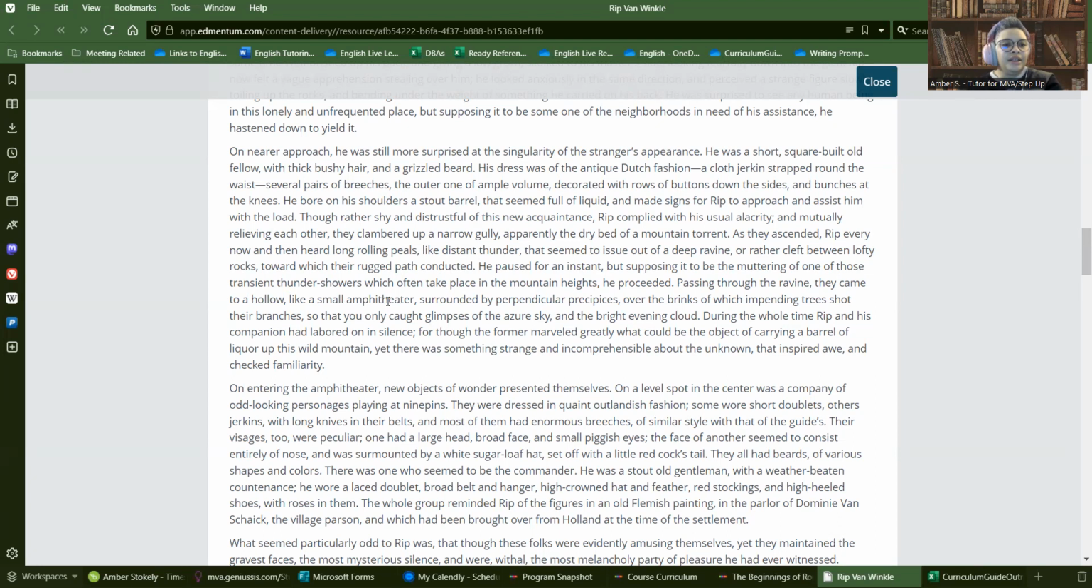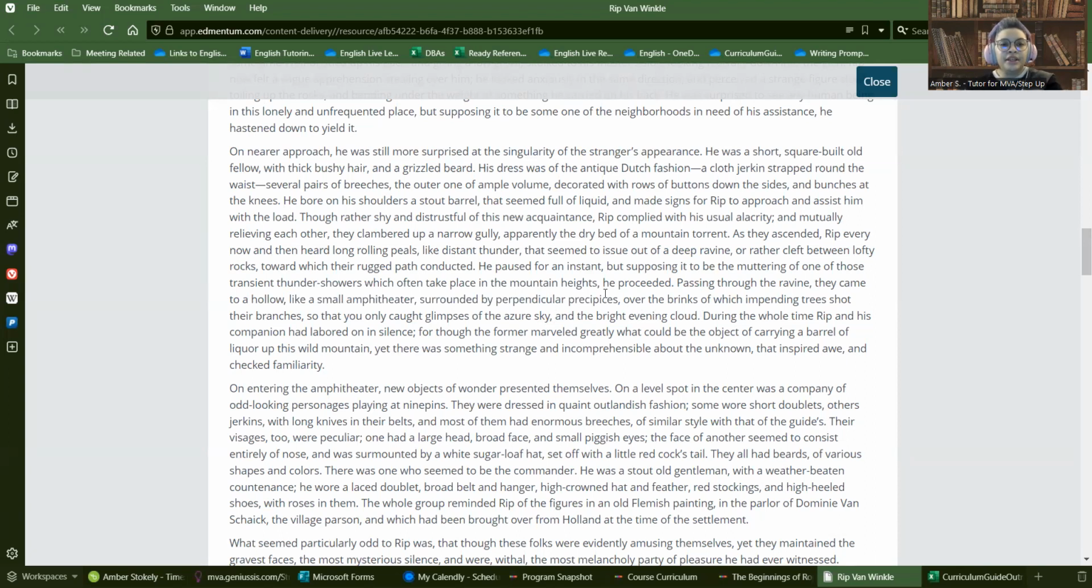So it says that the amphitheater, this small stadium space, basically has kind of L-shaped edges. So the way the wall works on the outside is going back and forth, just sort of these L shapes going all the way around in like a gate, forming kind of like a cliff. So it says, over the brinks of which impending trees shot out their branches, so that you only caught glimpses of the azure sky. Azure is a type of blue, and the bright evening cloud.